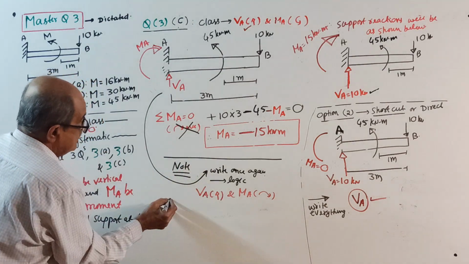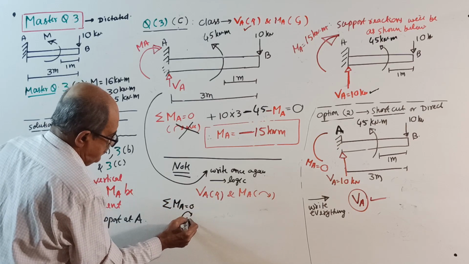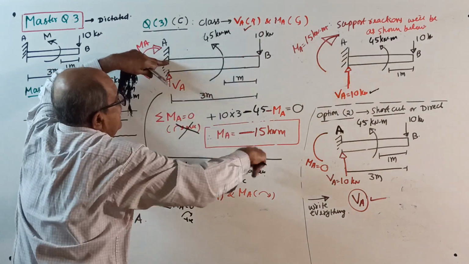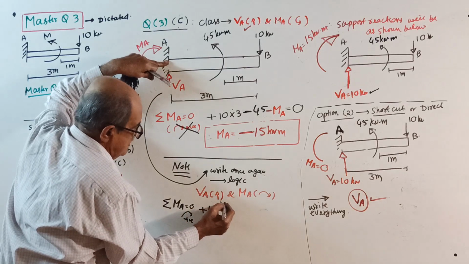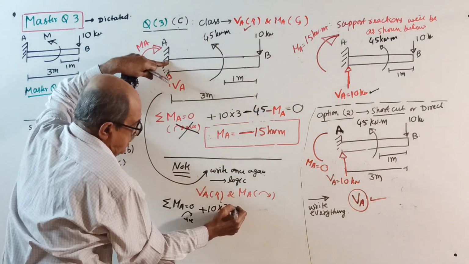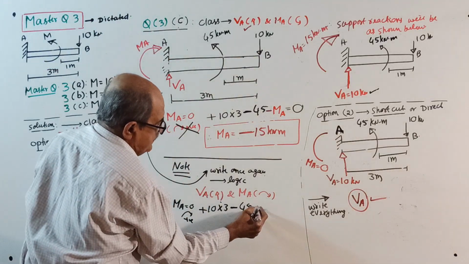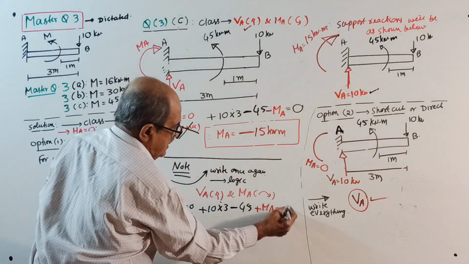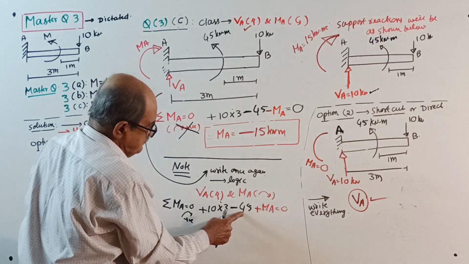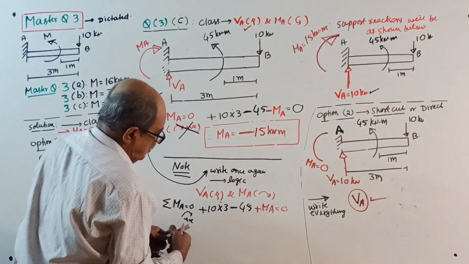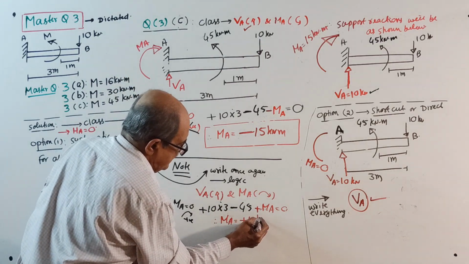Okay. Now, take moment about A. See what happens. Sigma V equals 0, same. Sigma M about A equal to 0, clockwise positive. 10 into 3 is clockwise, plus 10 into 3. Minus 45, no into, minus 45. Then plus MA. Why plus MA? Clockwise. Plus MA equal to 0. 10 into 3, 30. 30 minus 45 is minus 15. Minus 15 plus MA equals 0. Therefore, your MA will come plus 15 kilonewton meter.